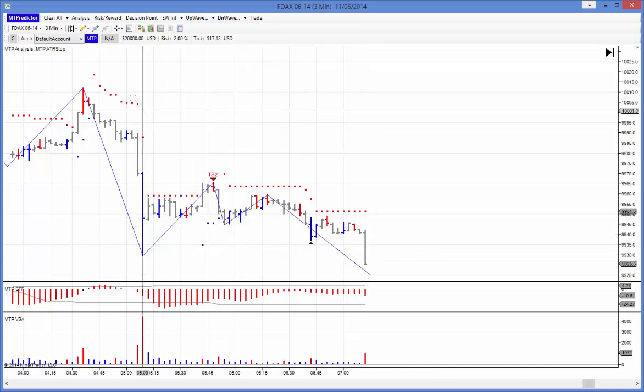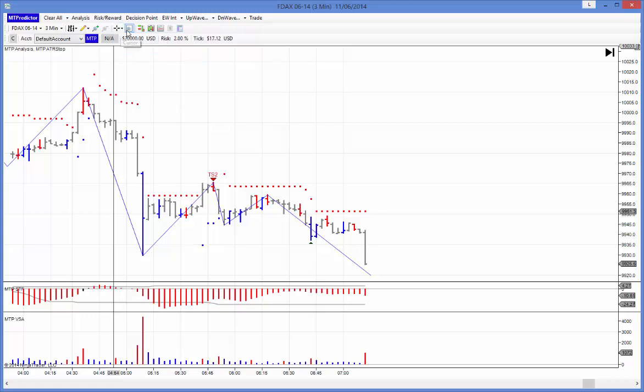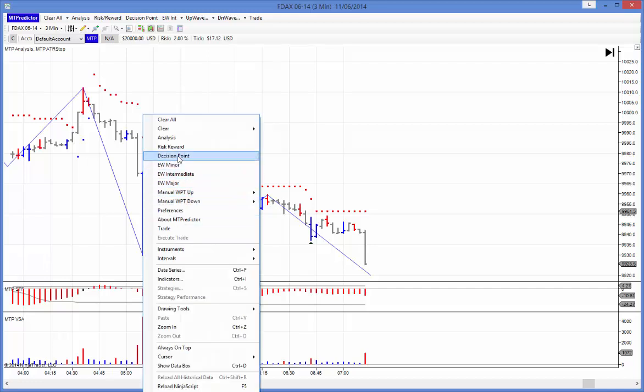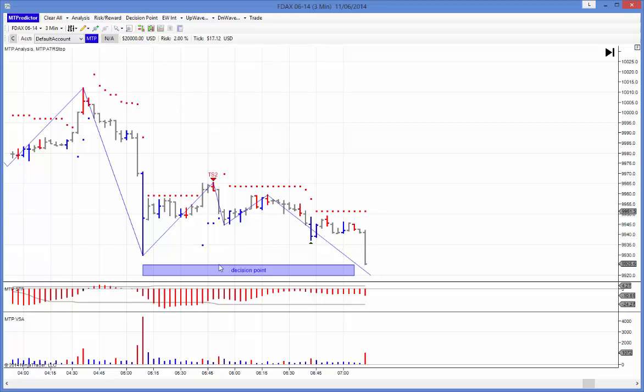What we have also in MTPredictor, another leading tool which is really good, is our decision point tool. For this we hover over the prior pivot, which is here, we right mouse click on decision point. This gives areas of support and resistance. Now these areas of support and resistance are on the chart in advance. It's important to understand these are leading indicators. But as you can see, this then projected an area of support just below this prior low. So let's see what happens.